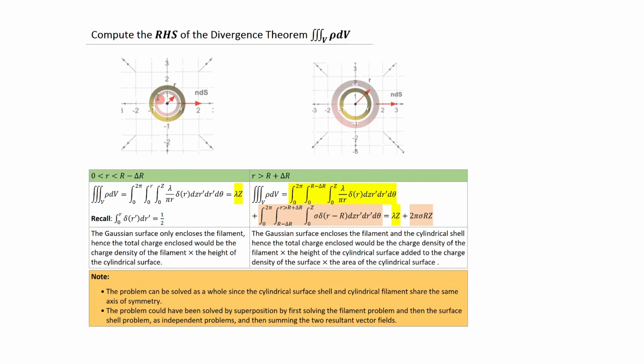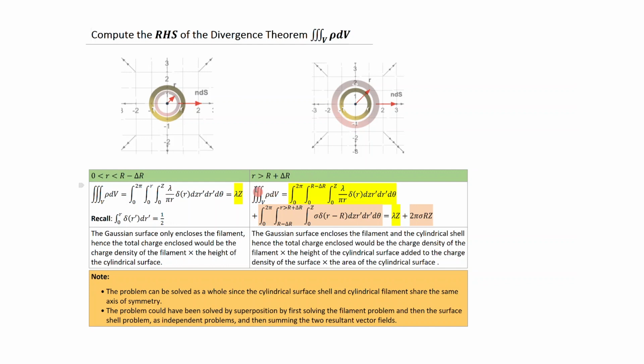That's the cylindrical surface. This is an example where the Gaussian surface has been chosen such that the radius is between 0 and r minus delta r, which would put it just on the inside surface of this charged cylindrical shell. And then this represents going beyond, in other words, when the Gaussian surface is just exterior to the charged cylindrical shell, which is noted here with the yellow color.